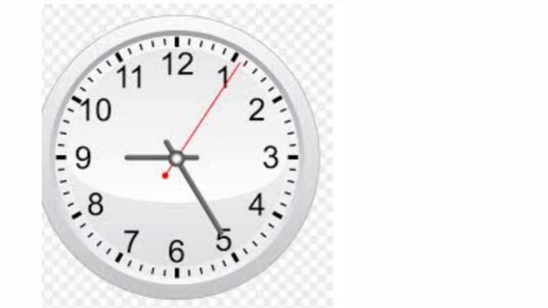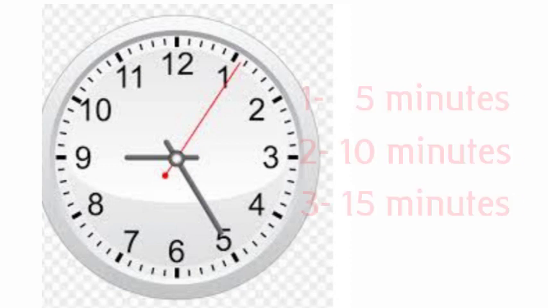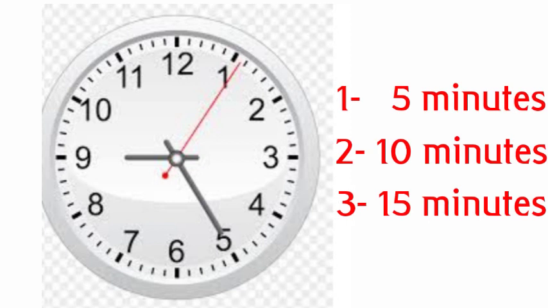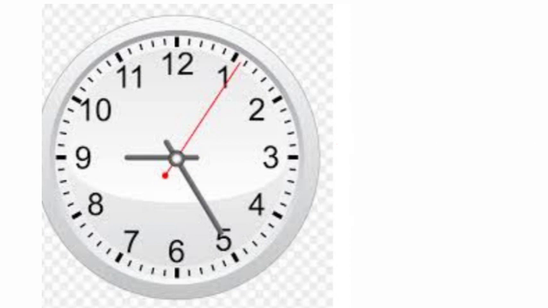So suppose your minute hand is at 1. What does it mean? It means 5 minutes passed. If it is at 2, it means 10 minutes. If it is at 3, it does not mean 3 minutes, it means 15. So, each number given on the face of the clock is a multiple of 5. Yes, if it is at 4, 5 4s are 20 minutes. If your minute hand is at 5, 5 5s are 25 minutes.